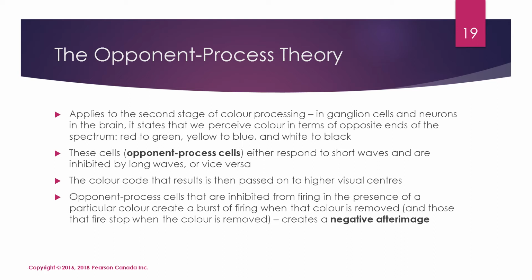So basically, the color code that results from all these firings or inhibitions is then passed on to higher visual areas for processing. And the opponent process cells that are inhibited from firing in the presence of one particular color will create a burst of firing when that color is removed. And those that fire stop when the color is removed. So the ones that were prevented from firing, as soon as that stimulus is removed, are going to automatically have a rebound effect. And basically what this does is it creates a negative afterimage.